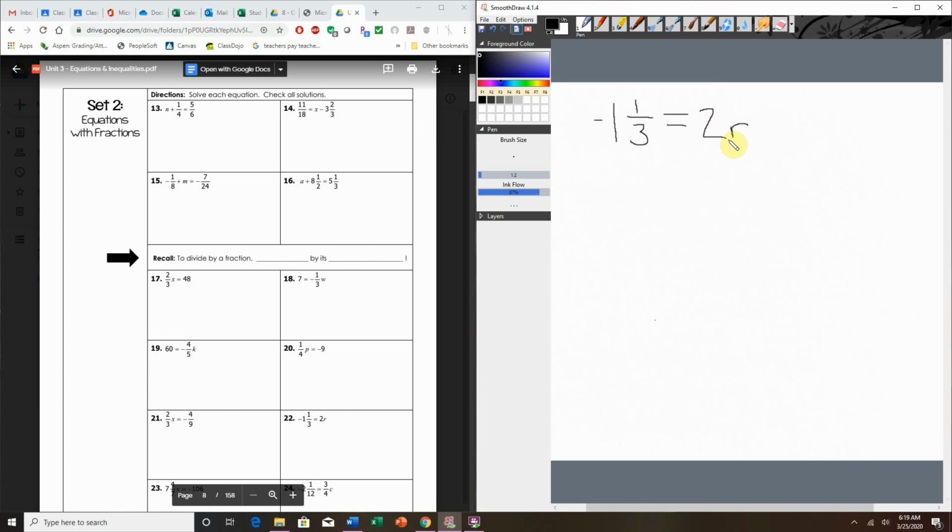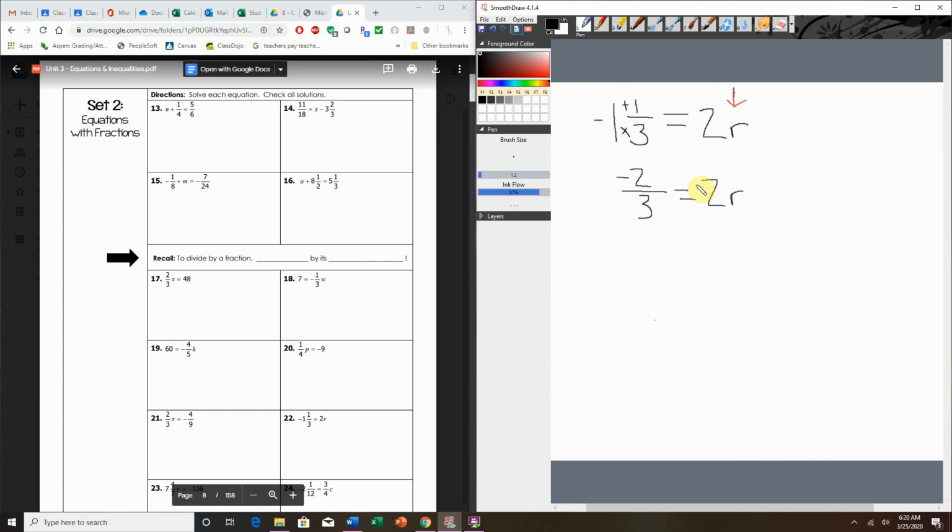Now you can see our problem's a little different here, okay? So our variable's on the right side of our equation, and we have a mixed number, okay? So let's go ahead and highlight our r, so we know it's on the right side. Okay, and now we have to convert -1 and 1/3, since it's a mixed number, into an improper fraction. Okay, so we know by doing that we have to multiply and then add. So 3 times -1 is going to give us -3. Then plus 1 is going to give us -2. So this is going to become -2 over 3. The denominator stays the same.